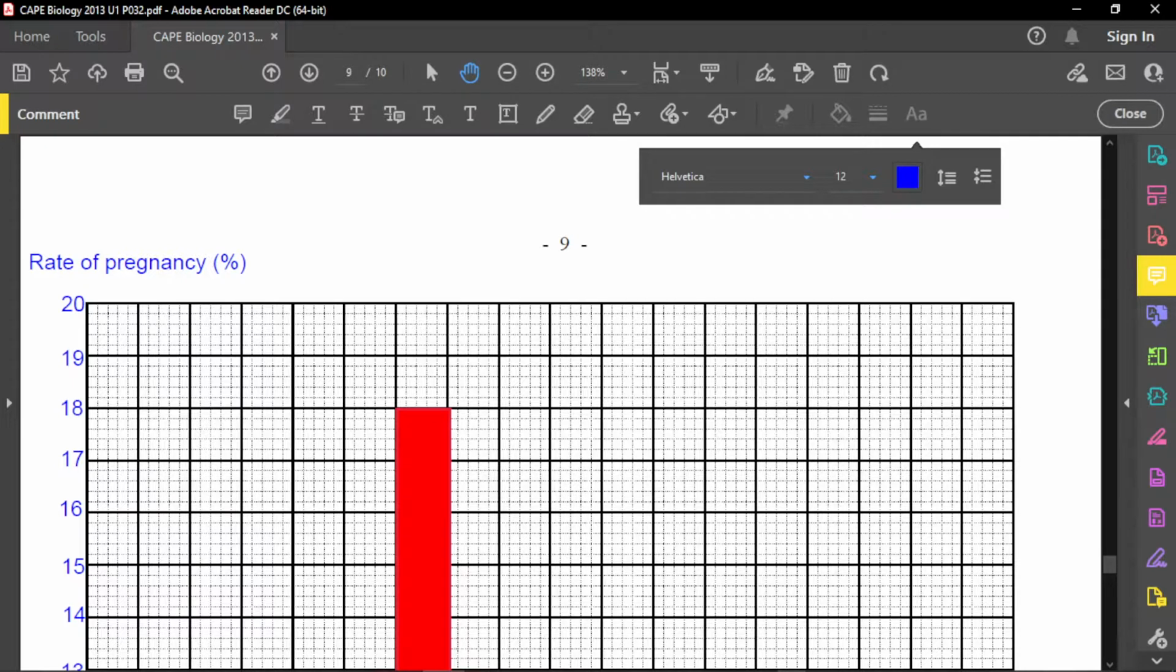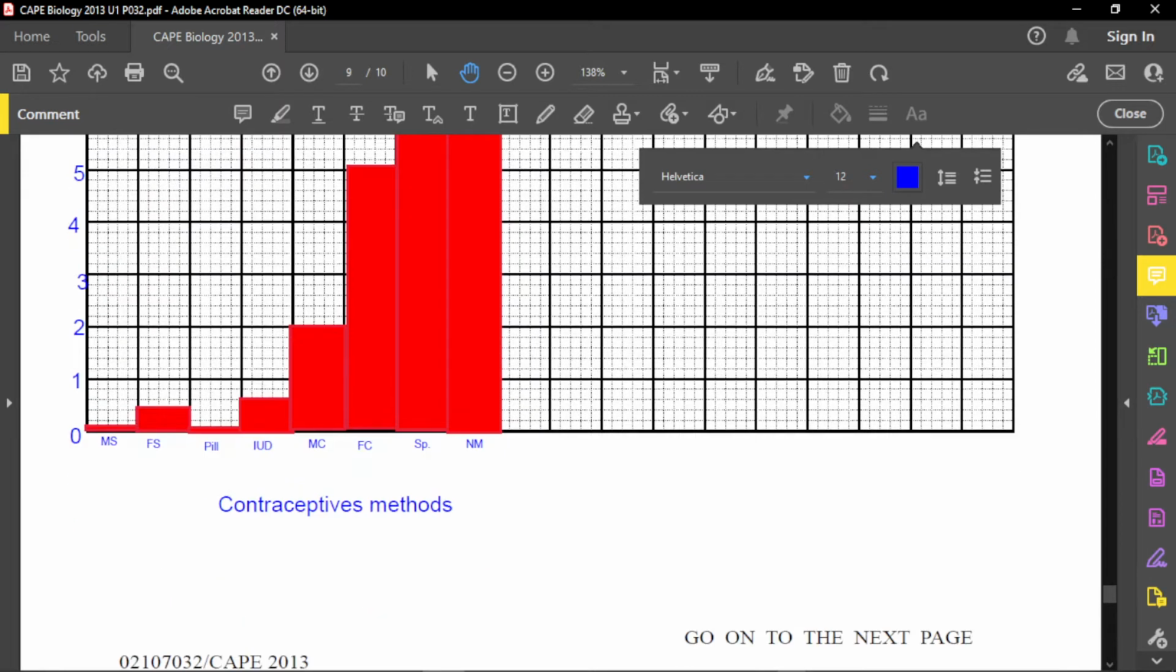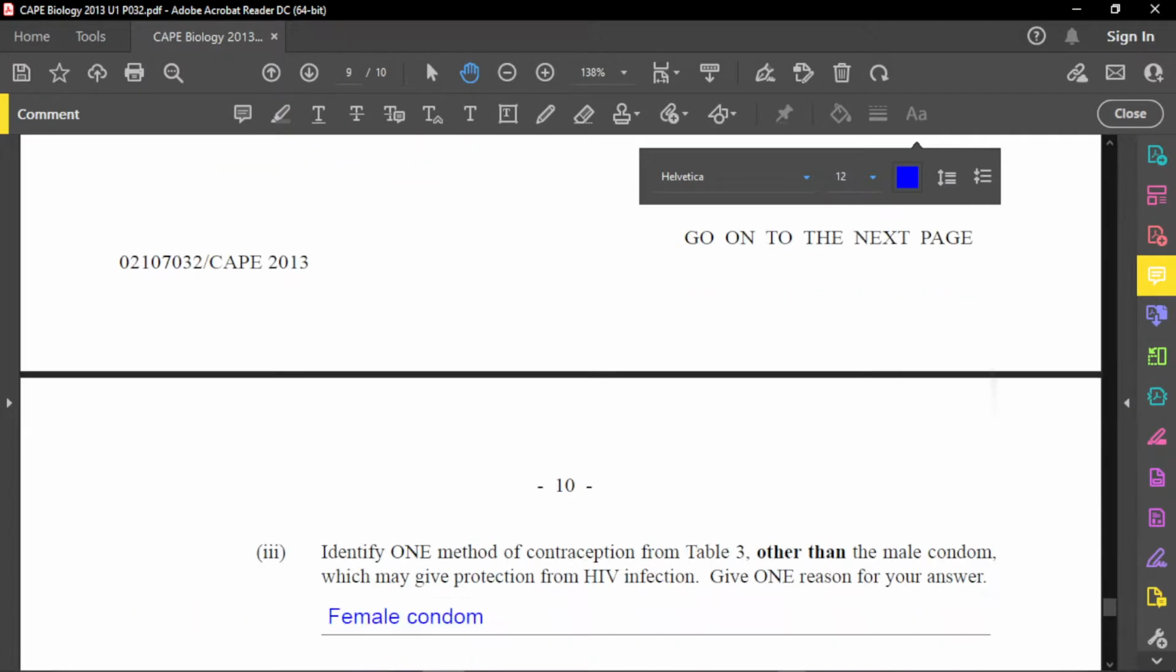You need to label all the axes, both the y-axis and the x-axis, with proper units, and also give a title where necessary. Make sure you do that. Here I put some abbreviations at the bottom on the x-axis. If you do this, you need to make a key: MS is male sterilization, FS is female sterilization, then the pill, the IUD, male condom, female condom, the spermicide, and the natural methods. You need to put a key if you're going to use abbreviations. That's very important. Let's go to the next part of the question.